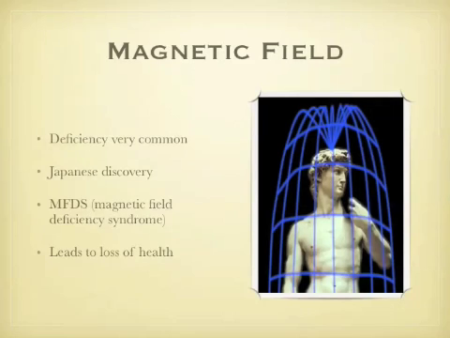Another kind of deficiency is what we call magnetic field deficiency. This is actually very common. It was a Japanese discovery. And here you can see in the picture we've got a person with this magnetic field around them. The Japanese found that your magnetic field can become deficient just like you can become deficient in vitamin A or C or anything else. And so they coined this phrase, MFDS, which stands for Magnetic Field Deficiency Syndrome. And in fact, in the Japanese kanji script, the character that they use to represent MFDS is the same character that they use to represent chronic fatigue syndrome, I have been told.